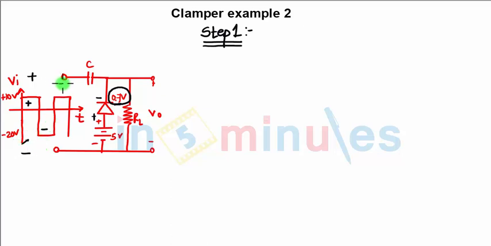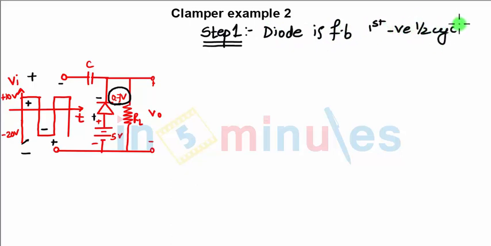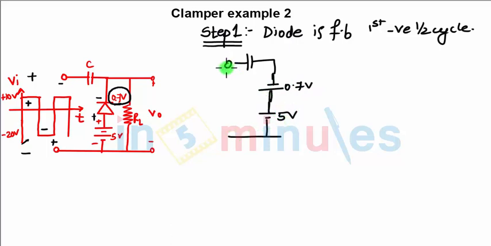In this case, you are applying the negative terminal of the supply over here and positive is connected over here. So when you look at step 1, the diode is getting forward biased in the first negative half cycle, and the circuit for it will look like this: you have the capacitor, then the diode, which will now have the potential drop of 0.7 volts, then you have 5 volts, then the input voltage, minus plus 20 volts, and the capacitor C.